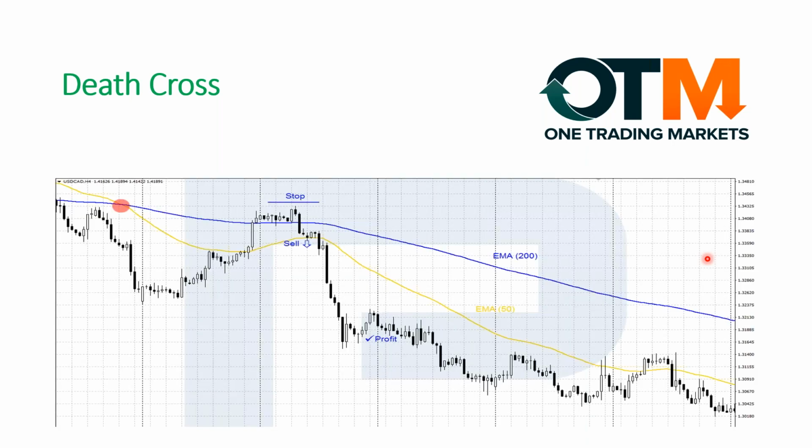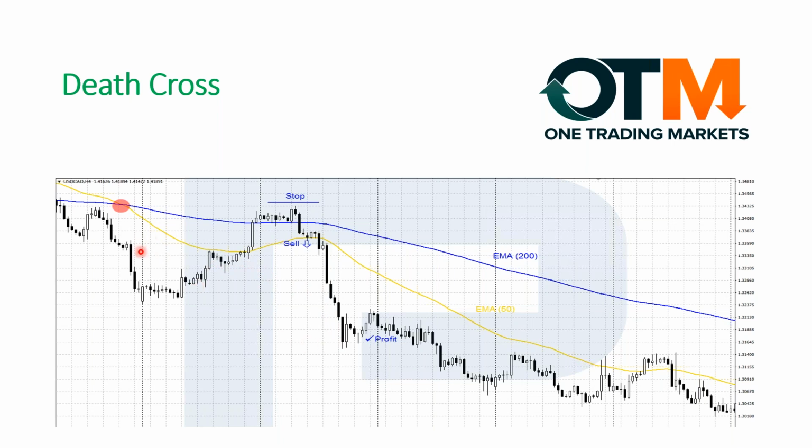So let's look at our example right here. This is another example on the 4-hour chart for the USD Canadian dollar. Notice right here that we have a death cross happening. This is the 200 exponential moving average. This is the 50 exponential moving average. We see the trend actually dropping down.